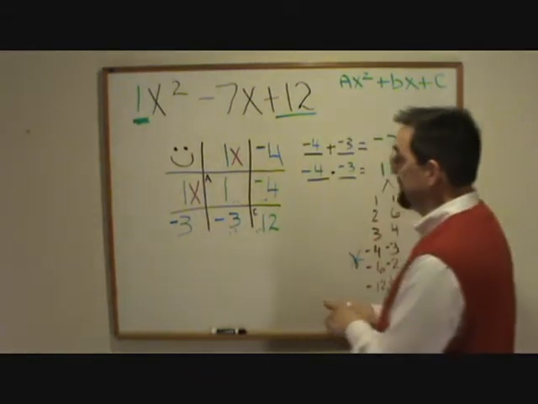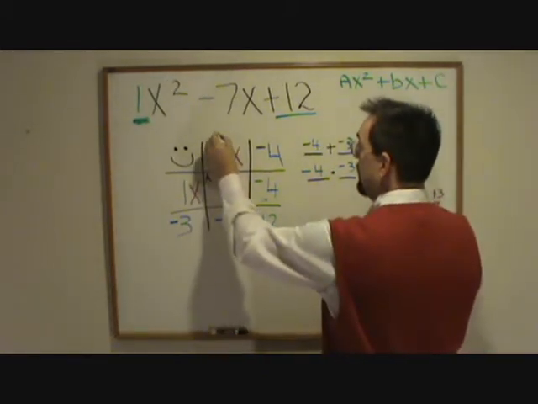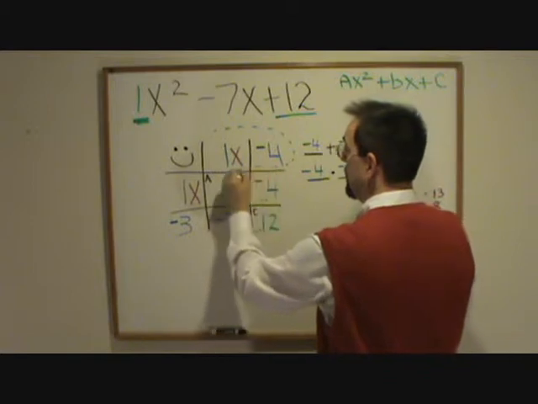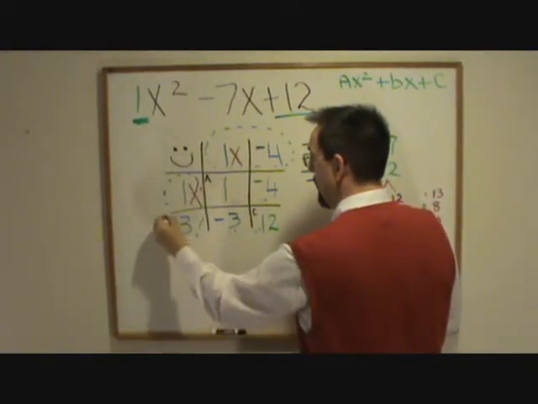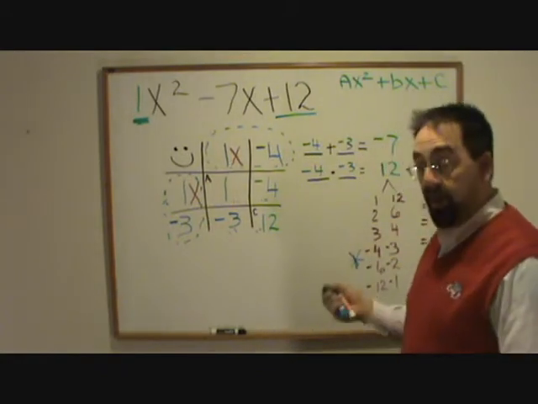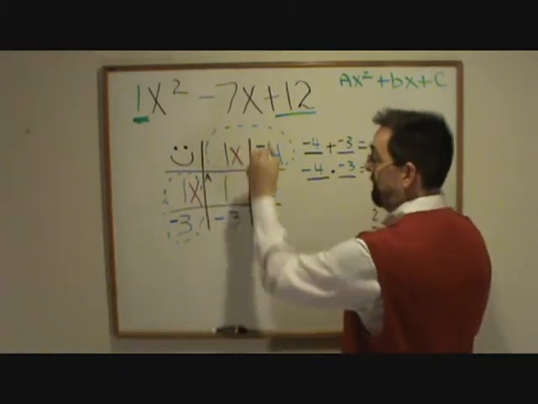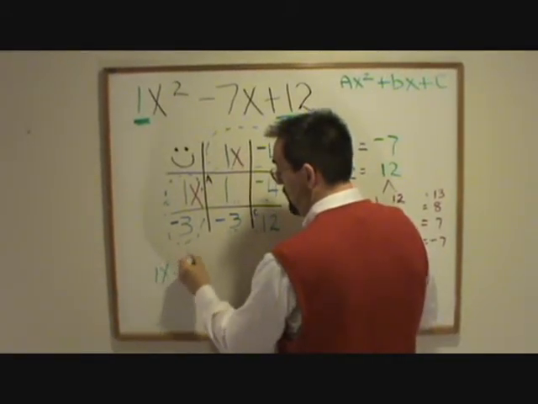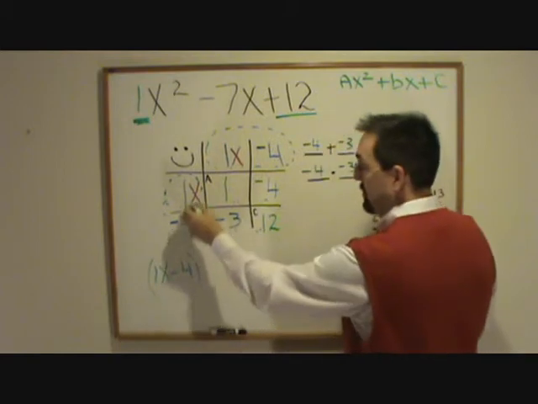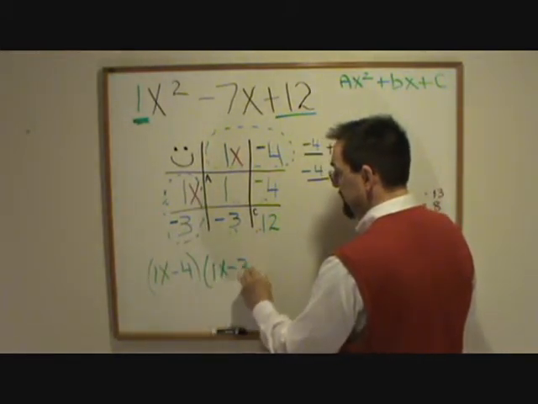Now, our final answer. When we write the final answer, all we're doing is taking this one, and that's the neat thing about this technique, it keeps you organized. I have a 1x minus 4, and here I have a 1x minus 3.